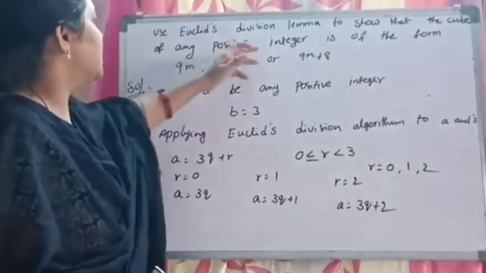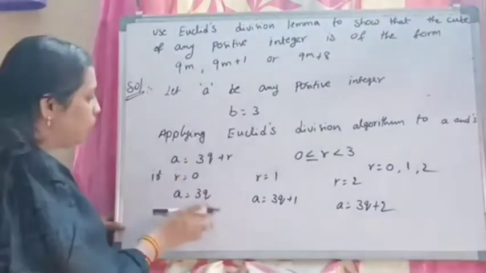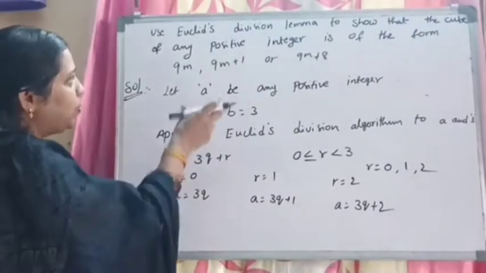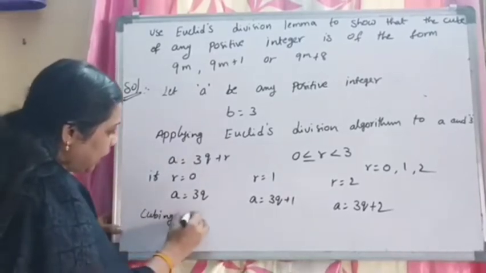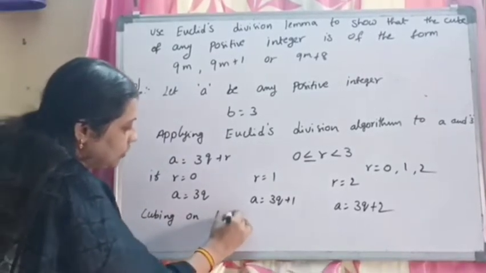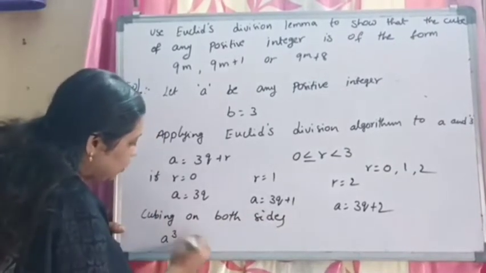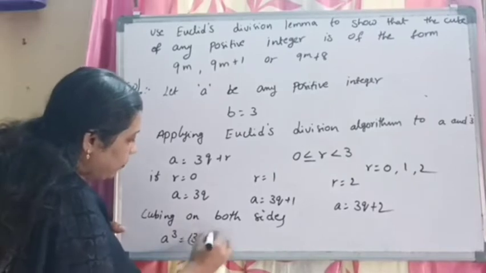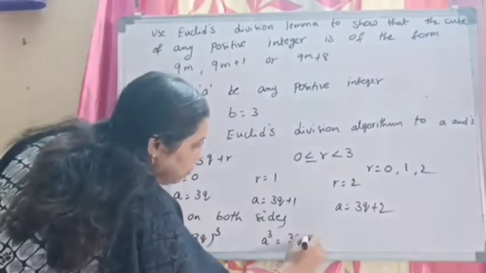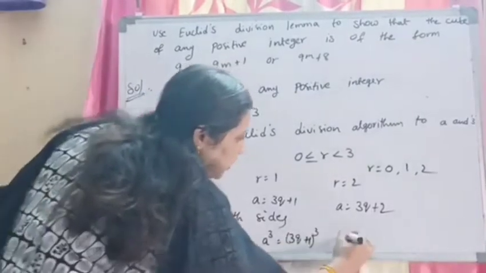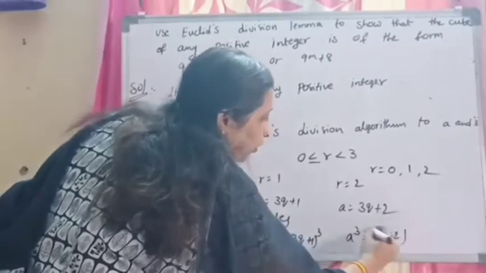The question asks for the cube of any positive integer, so a is taken as a positive integer. Cubing on both sides, a cube is equal to 3q whole cube, a cube is equal to 3q plus 1 whole cube, a cube is equal to 3q plus 2 whole cube.